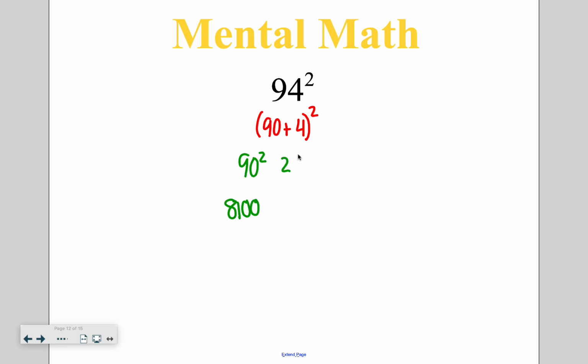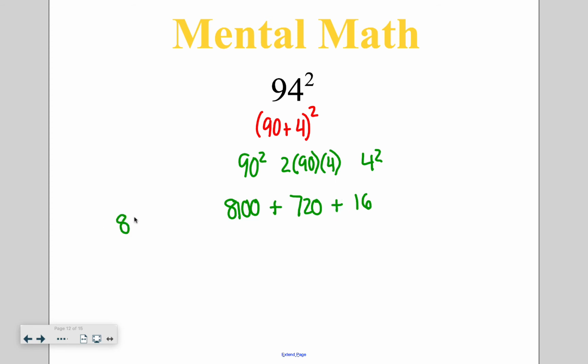Then I'm going to take 2 times 90 times 4. Personally, I like to multiply the two smaller numbers first, so 2 times 4 is 8, and then we have 8 times 9, which is 72, and adding on our 0 is 720. And then I do the back part, which is 4 squared, which is 16. Because it is the square of a sum, we are adding these all together.